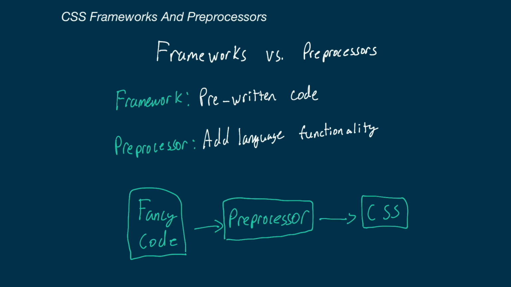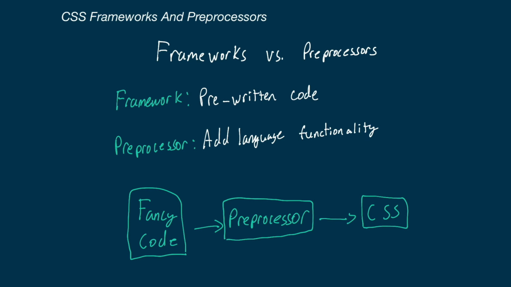Oftentimes you will hear the word framework as a fairly generic term, but really there are 2 categories of tools we are discussing here. First, a CSS framework is simply pre-written code that we can use in our projects to speed up development. This usually comes in the form of pre-written style sheets or pre-built components. A preprocessor, on the other hand, is a way to add functionality to the language.